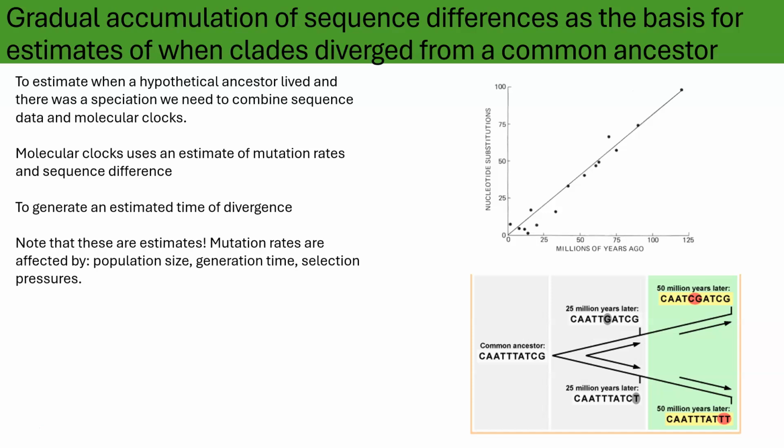But note that these are estimates. Mutation rates in populations are not always the same. They will depend on population size, so larger populations will have more mutations happening. Generation time also matters: with a faster generation time, you will have more mutations because you have more reproduction earlier, so more individuals and more generations happening in the same time period. Selection pressures would also affect this, like stabilizing selection will remove certain mutations, so they won't show up, and that will skew our mutation rates as well. So there's always a high degree of uncertainty in these.